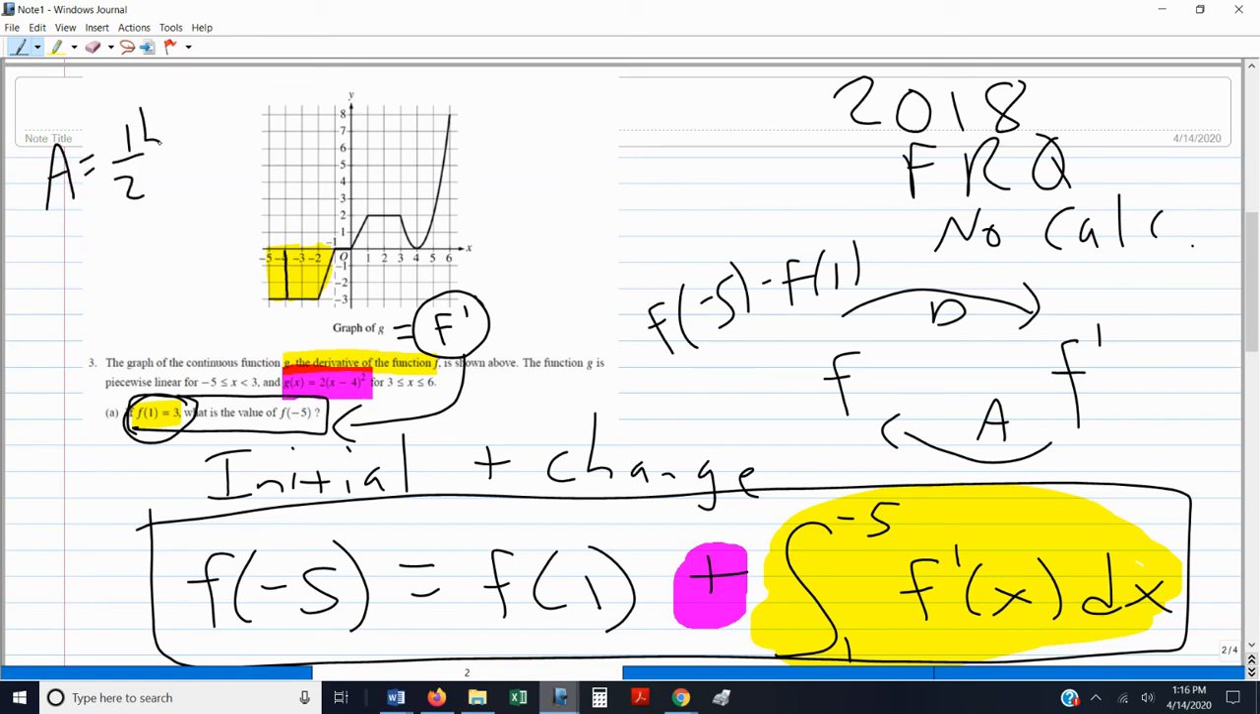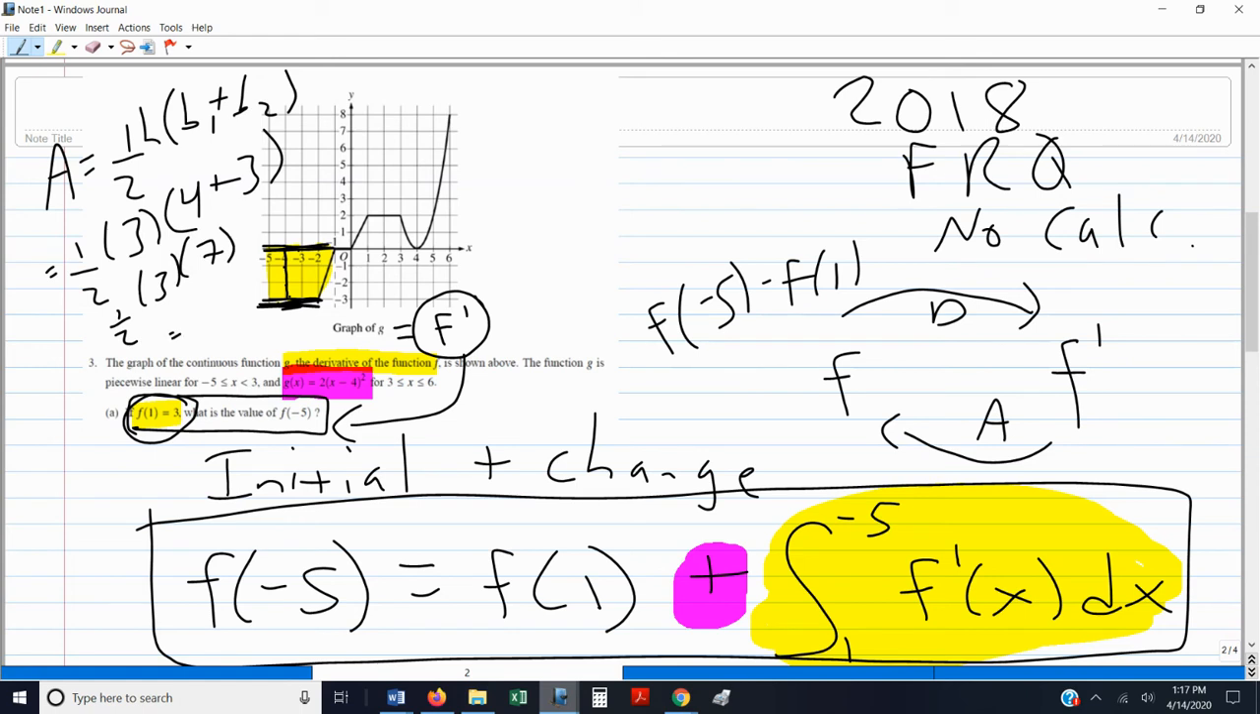So 1/2 the height, B1 and B2. The height is going to be 1, 2, 3. And then our base is here. So that's 1, 2, 3, 4. And the other base is here. That's 1, 2, 3. So I get 1/2 of 3 times 7. 3 times 7 is 21 times 1/2. So 21 over 2 is going to be that area. And I'm going to write it as -21 over 2 because it's below the x-axis.